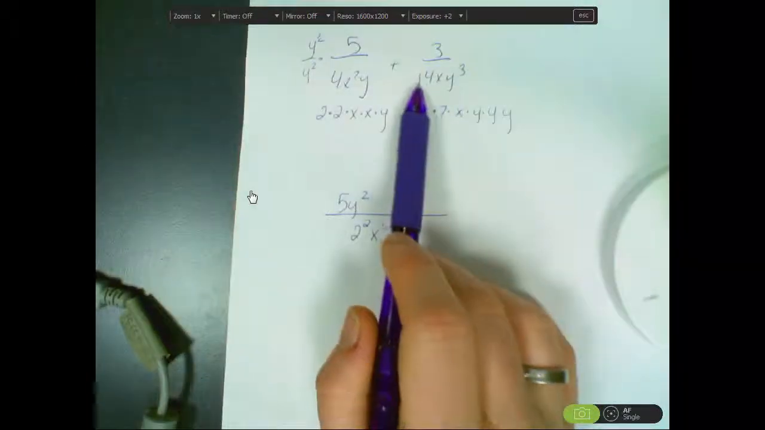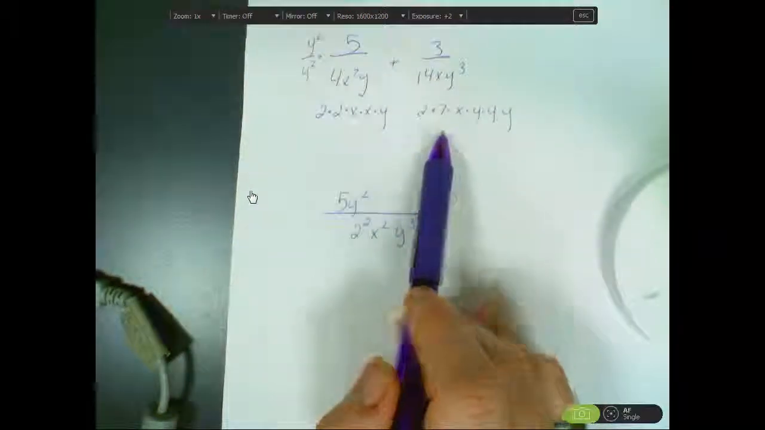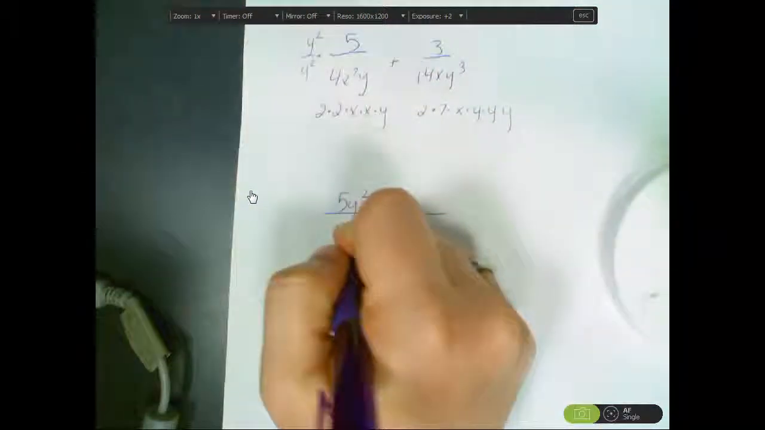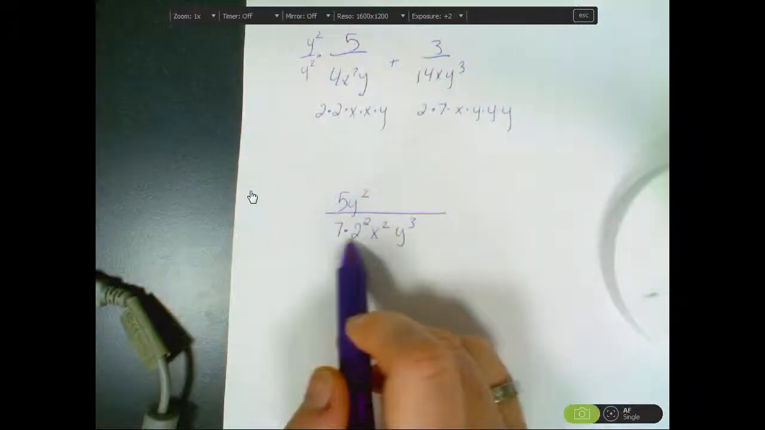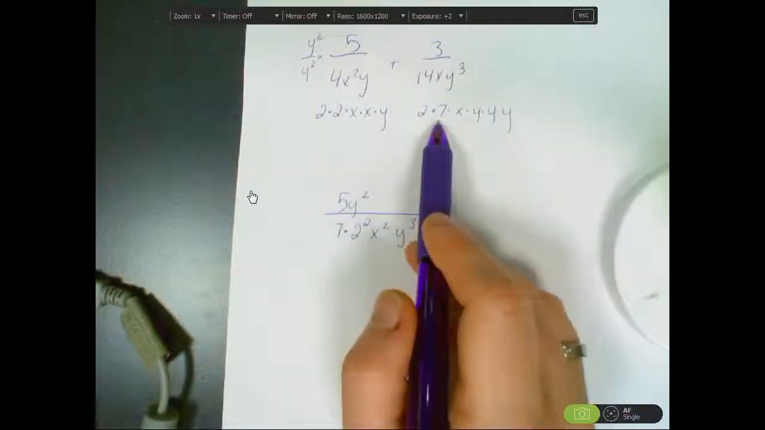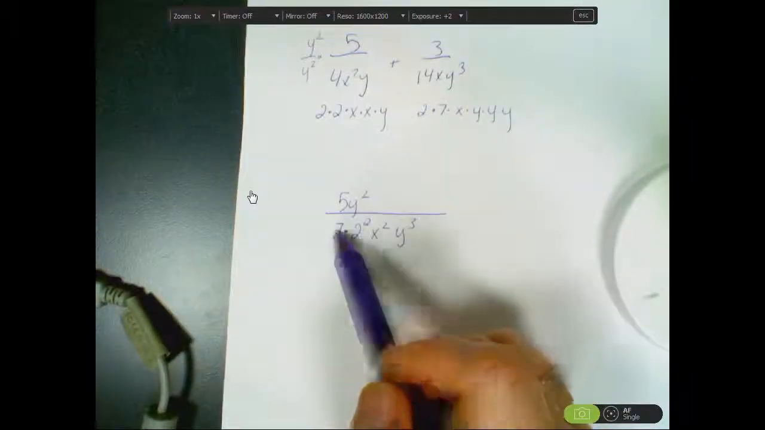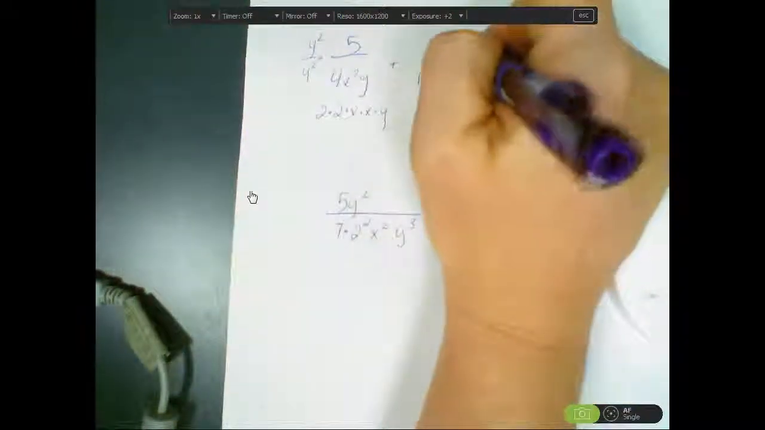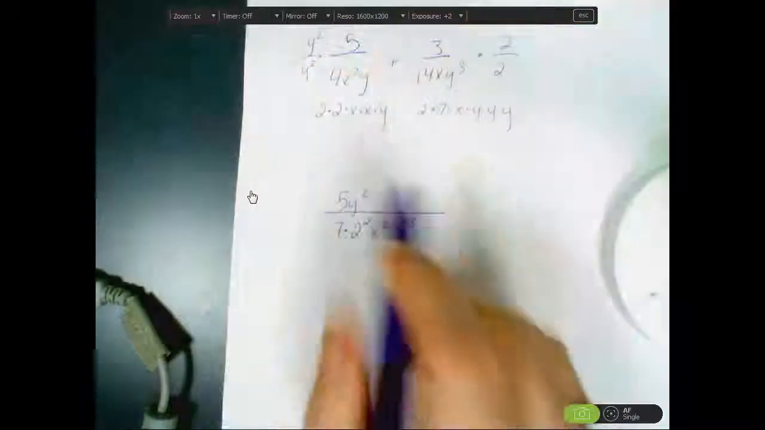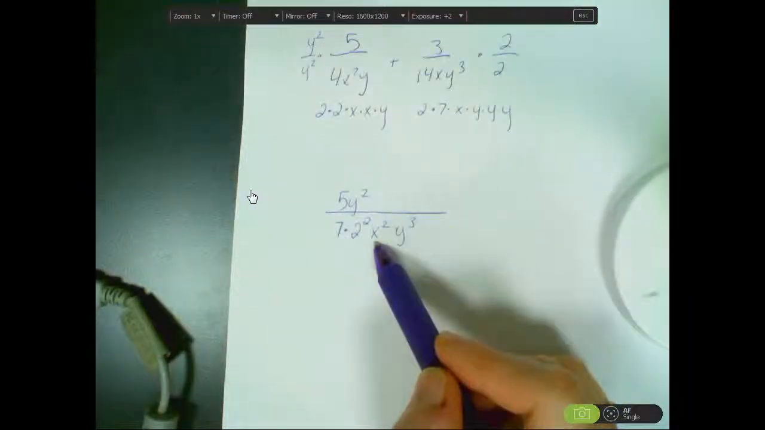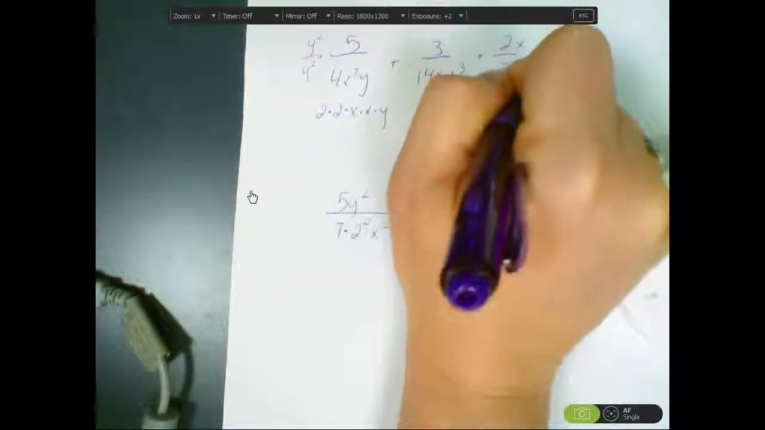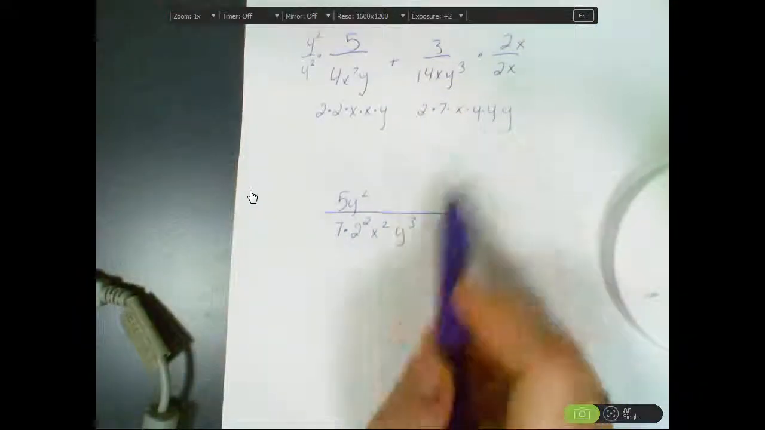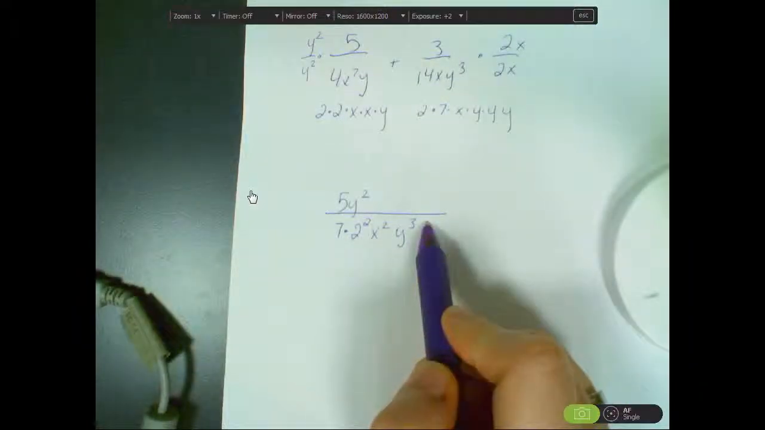Now over here, 14 is 2 and 7. Oh, I forgot the 7. Sorry. I have to have a 7 in my denominator too because it appears over here. So I have the 7. I only have 1 2, but I need 2 2's. So I know I'm going to have to multiply this by a 2 over 2. I have 1x, but I need 2 x's. So I need to put an x here and an x here. And then I have 3 y's here, and I need 3 y's in my denominator, so I'm all set.